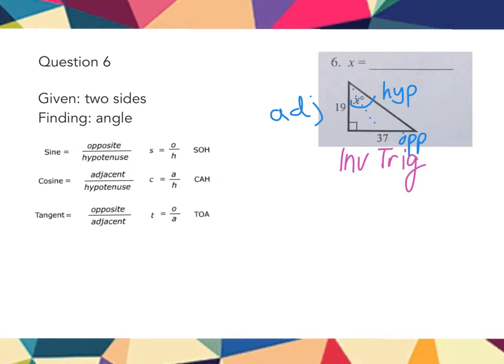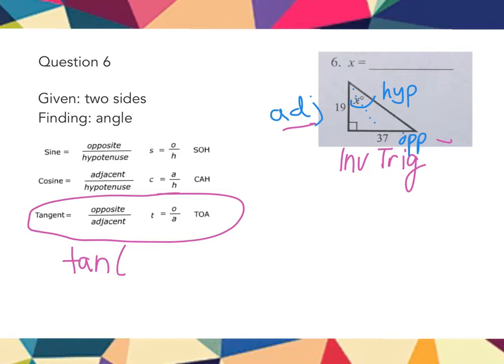Okay, so since we have information about the adjacent side and the opposite side, we don't know anything about the hypotenuse. That tells us that we're going to use the tangent function. So let's go ahead and write this statement out exactly as we would if it were a regular trig problem where we knew the angle. So the tangent of x is equal to the ratio of the opposite to the adjacent side. So it is equal to 37 over 19.